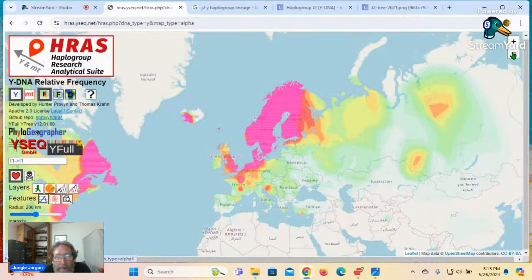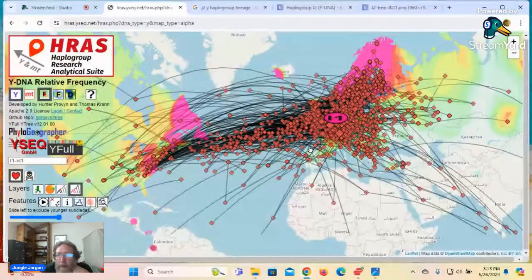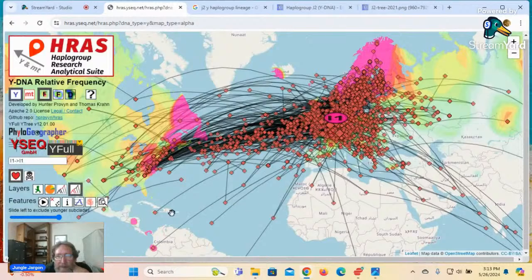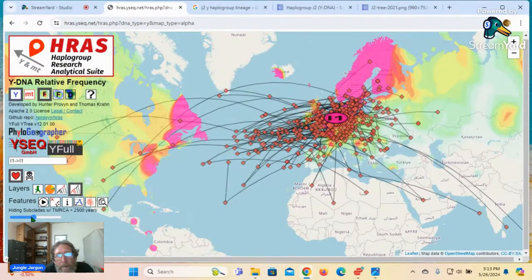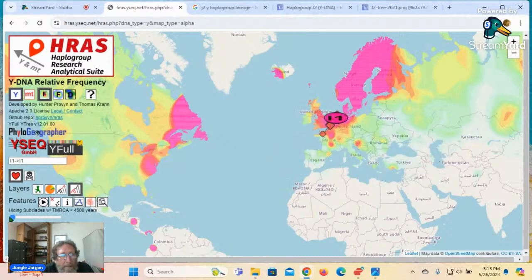Anyway, let's go ahead and look at the distribution of I. See where it all goes. It's the migration. There it goes. It's all basically from Europe. But it branches off from J, so it's obviously Semitic and the descendants of Abraham. So let's go back in time and see where it all starts from.